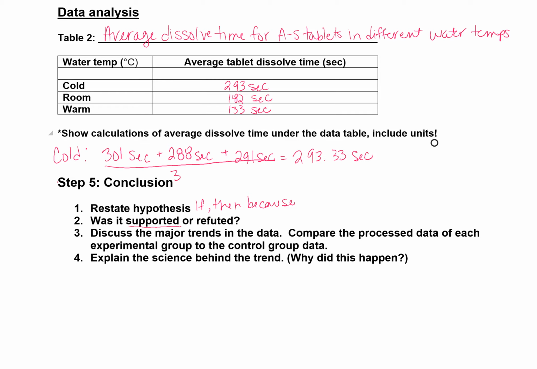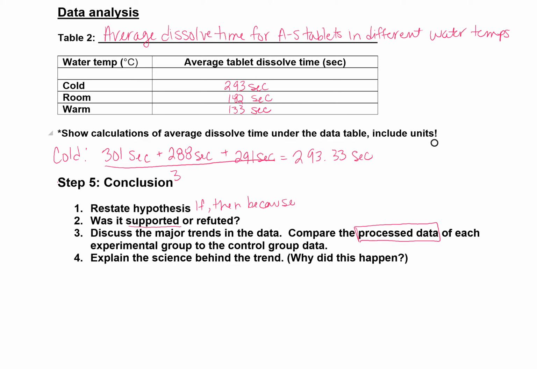And the way that you show how that hypothesis was supported or refuted is by using process data. Process data is data that you've done some sort of manipulation to based on the raw or empirical data that was collected in the laboratory. As you recall with our Alka-Seltzer lab, we did 3 trials at each temperature for tablet dissolve time and then calculated the average from those 3 trials. So the average is what we want to use in our conclusion paragraph.